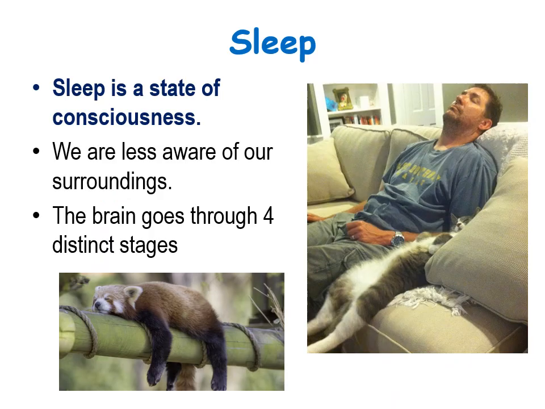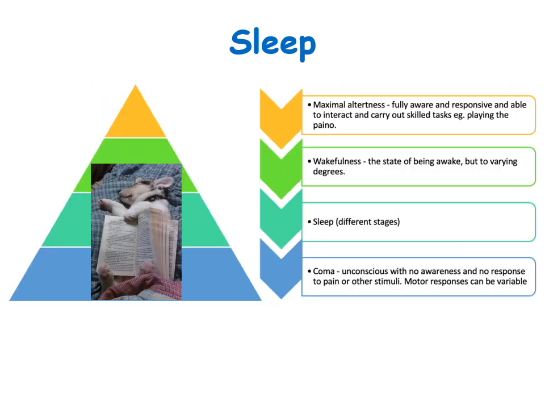So sleep is a state of consciousness. We are less aware of our surroundings when we are in sleep. The brain is going to go through 4 distinct stages plus REM. So sleep is one of our states of consciousness. And by the way, if you get sleepy when we're talking about this subject of sleep, that's actually totally normal. So again, here we see some stages of sleep. We have wakefulness, then we have the different stages of sleep, and beyond that we have a coma, where there's no responses.